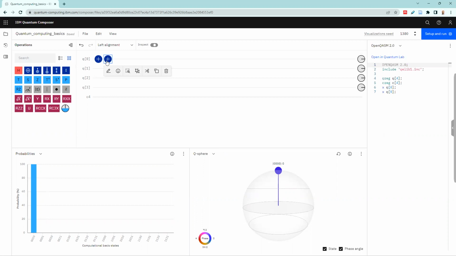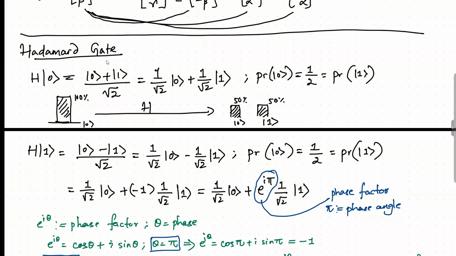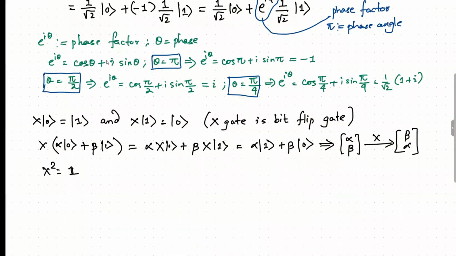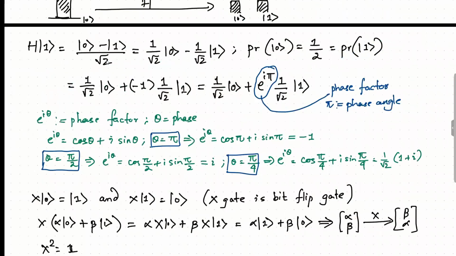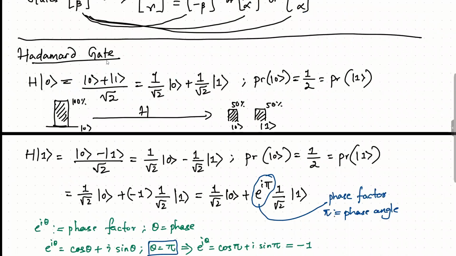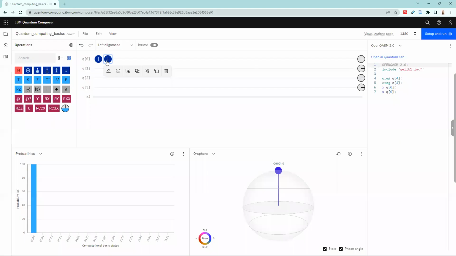And one can also notice that even Hadamard has the same property. So if we apply Hadamard gate twice, then when you apply the Hadamard for the second time, it undoes the effect of the first Hadamard. So I can show it this way.